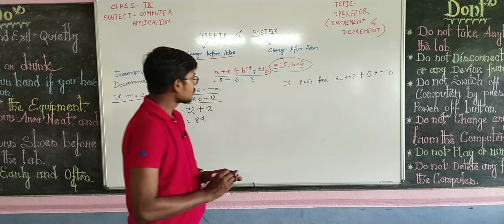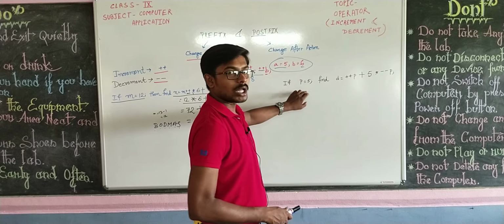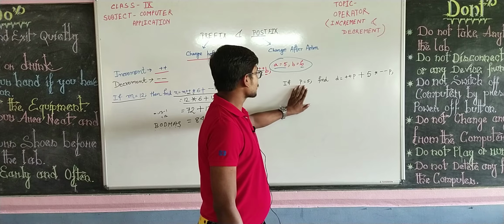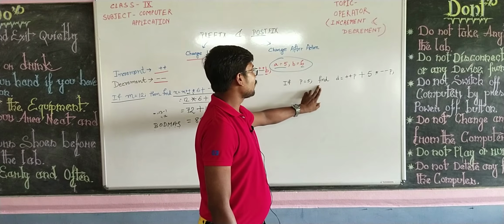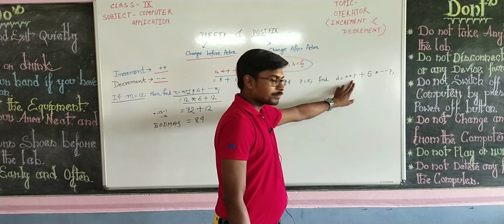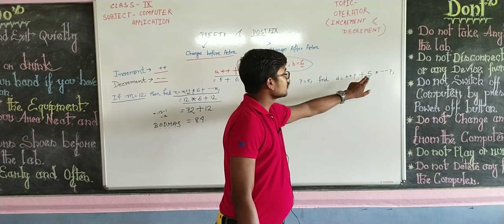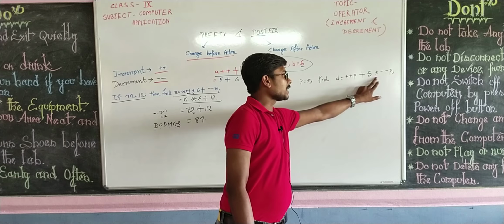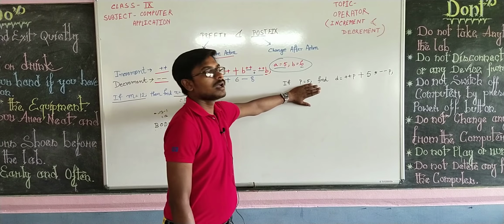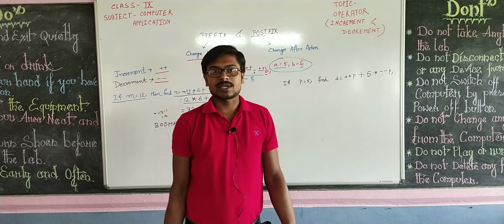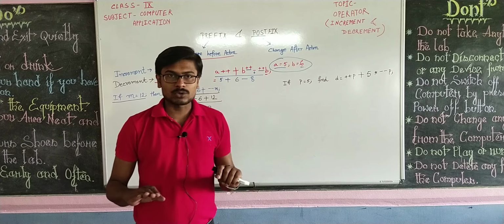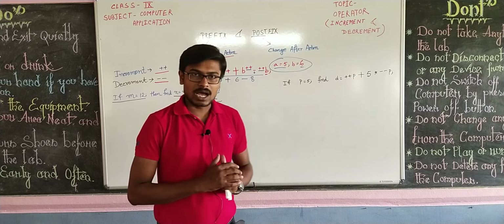For this next part, you all will do this problem. Question is, if P equals to 5, then find D equals to plus plus P plus 5 multiplication minus minus P. This problem you will solve and reply through the comment section. I hope you have no doubt after this class.